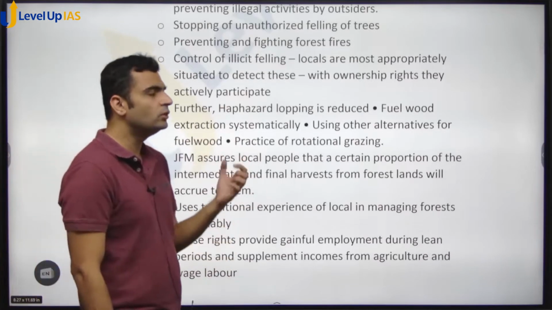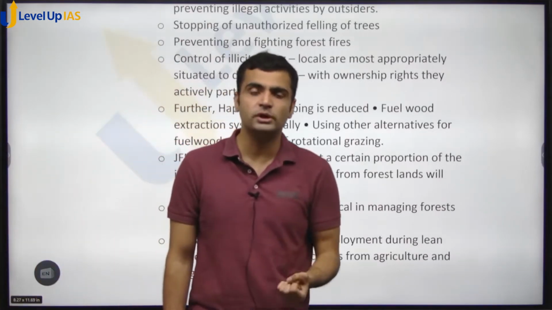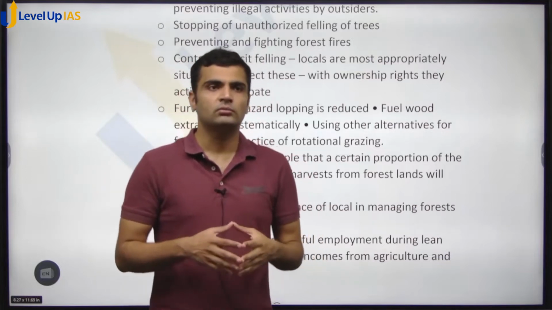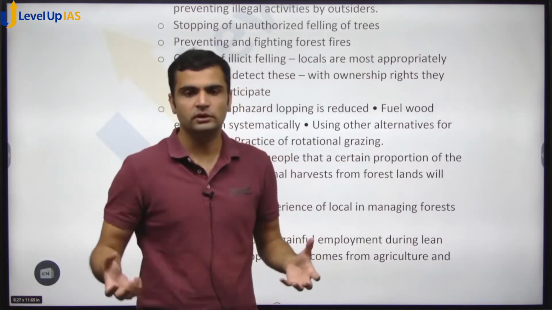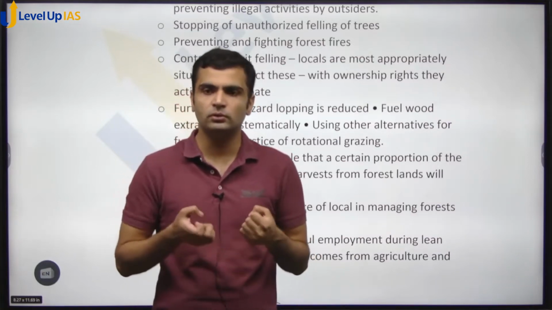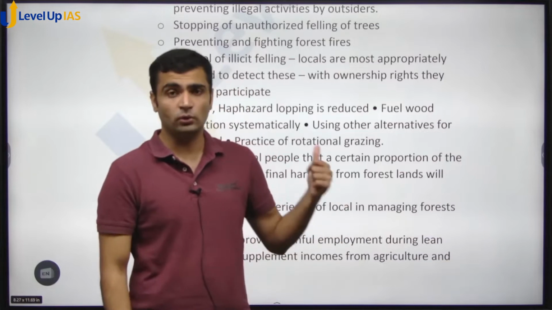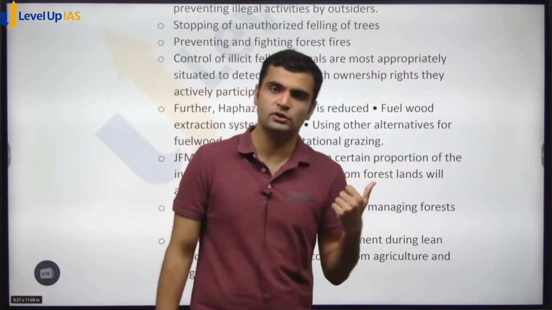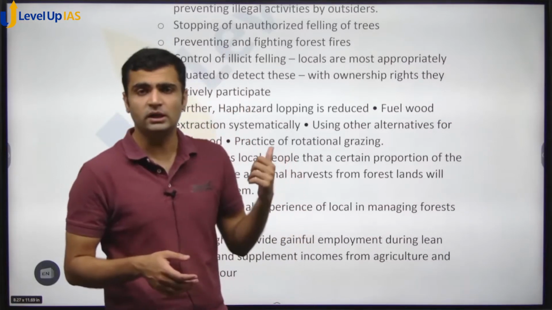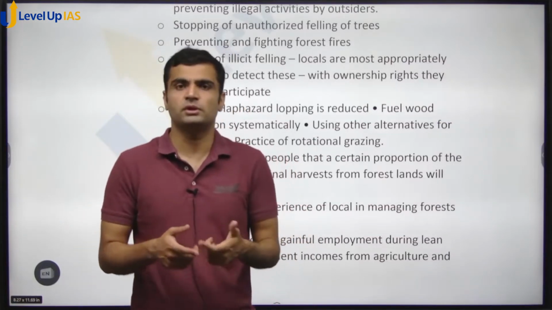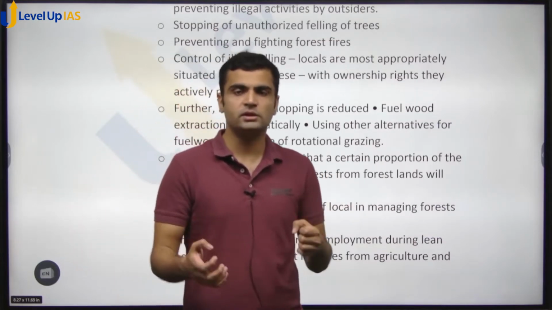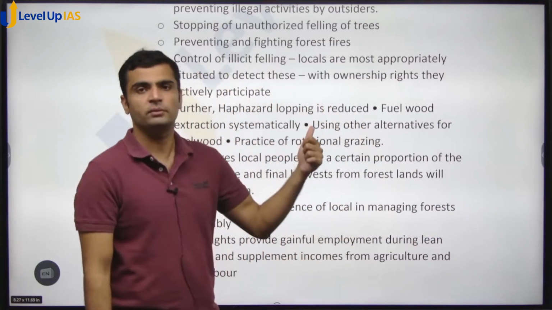And basically, locals are most appropriately situated to control all these things, because the forest department, see, there is one forest guard in the beat area, and for him it is not actually possible to be everywhere all the time, but locals are always there. So locals are best situated to detect any encroachments or any illegal activities and respond to them as well, and they can inform the forest department very quickly when there is trust, and that is where JFM committees come in.